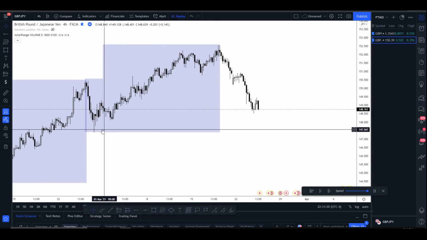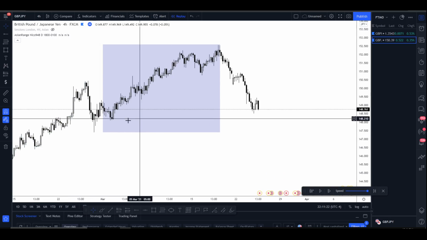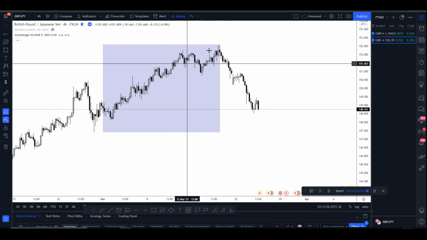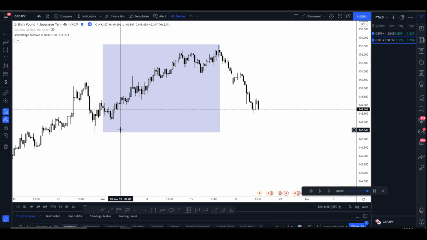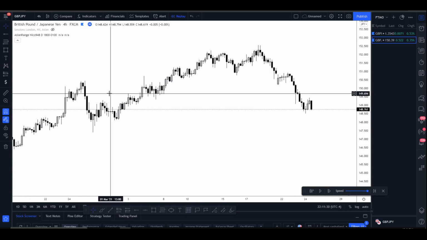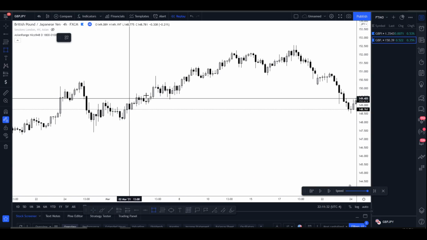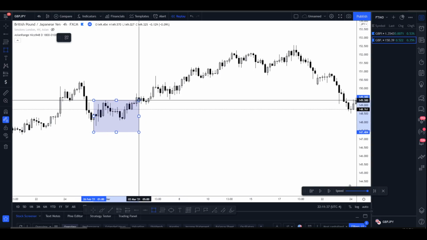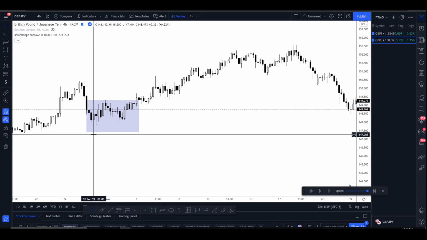So where was my last impulsive move? My last impulsive move was right over here. This major big area where the market bought up. So all I really have to do is just find the high and low of the consolidation before the market went up. The high is right here, the low is right here. So I marked up my box of demand. This is my area of demand.